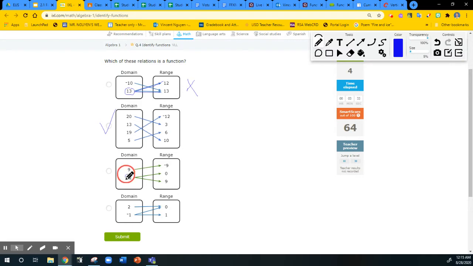This is not a function because 12, again, is being sent to two places, okay, not a function. And same thing, -1 is being sent to two places, not a function. So the only one that's a function is this one. Sometimes they give us multiple answers, but this one, there's only one answer. So we're going to check this one and we're going to submit.